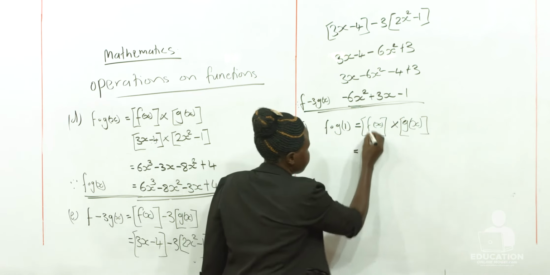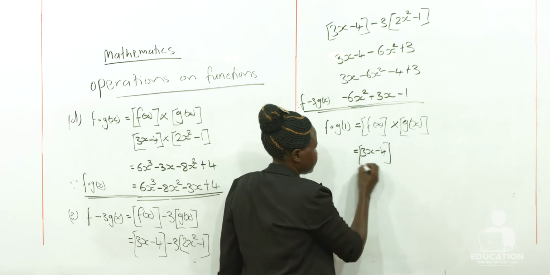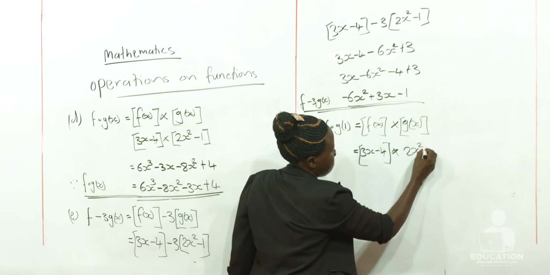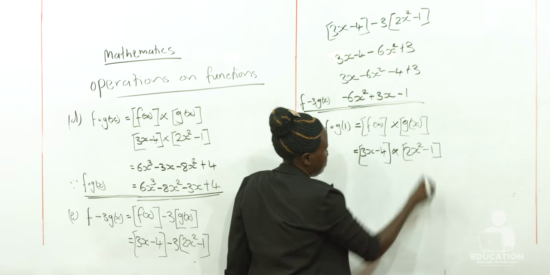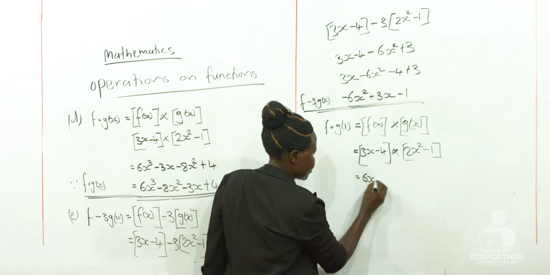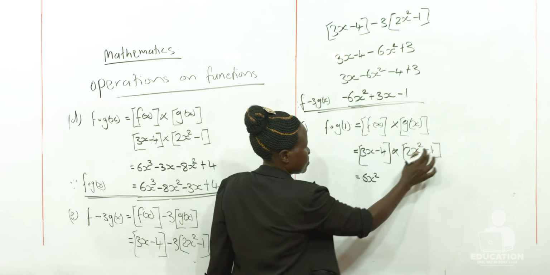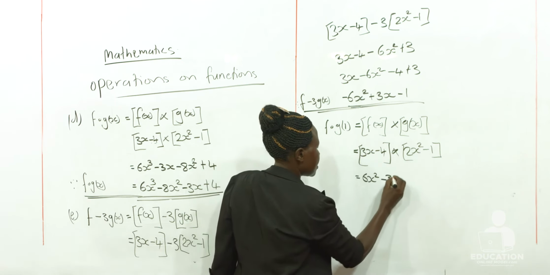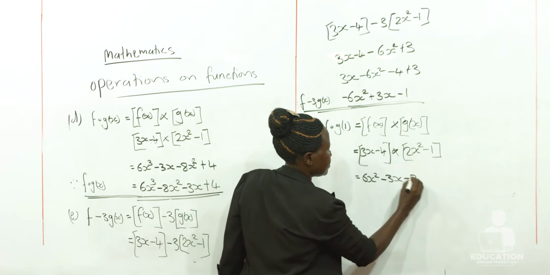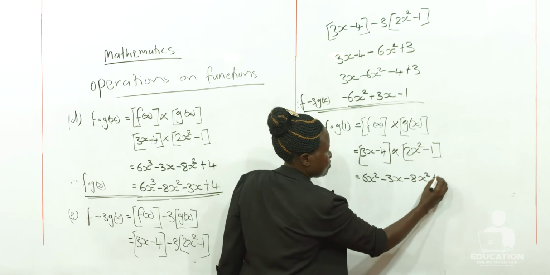Now at this point, you say this is 3x minus 4 times 2x square minus 1. So when we multiply, 3x times this, we get 6x square. 3x times negative 1, we get negative 3x. And then negative 4 times this, we get negative 8x square. Negative 4 times negative 1, we get positive 4.